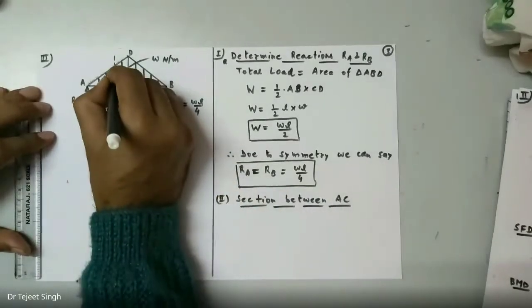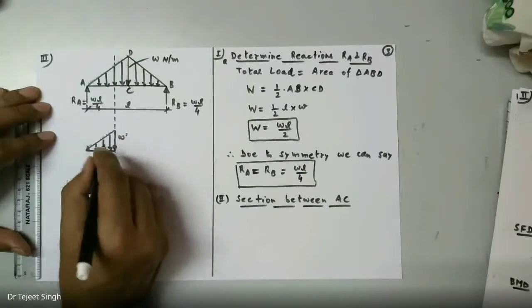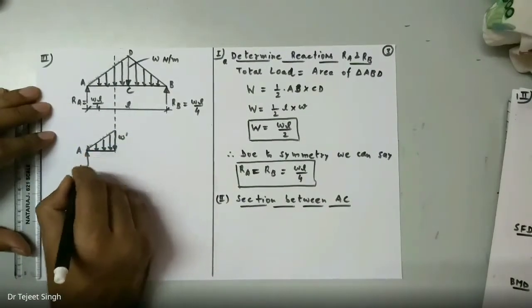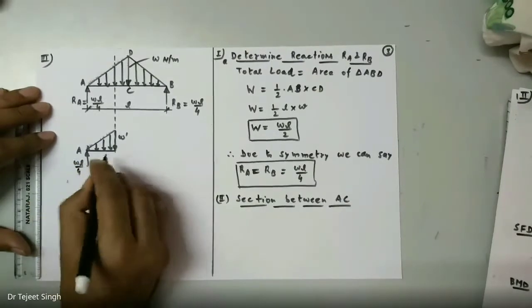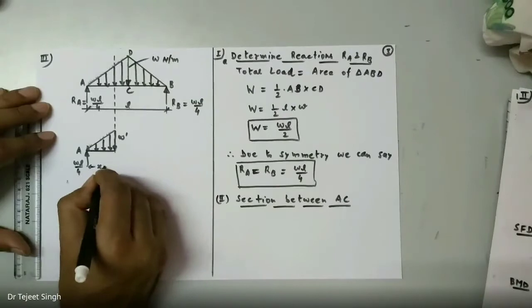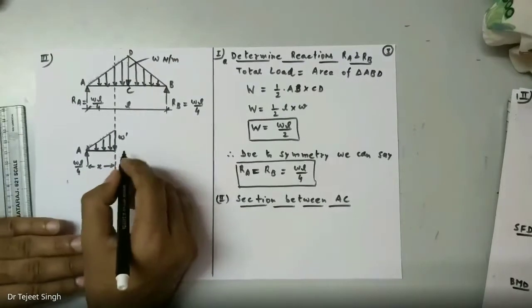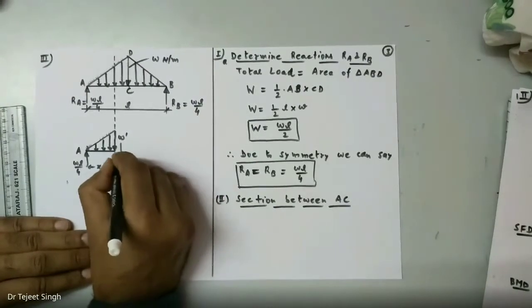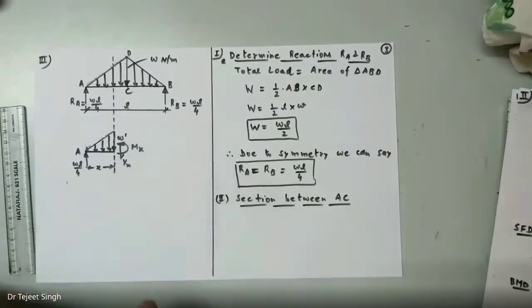सो लेट अस से ओवर हियर जहां पे मैंने सेक्शन पास किया है वहां पे लोड की वैल्यू है डब्ल्यू डैश है. राइट. तो दिस पॉइंट इज पॉइंट ए के ऊपर लग रहा है, लोड लग रहा है WL/4. Now this distance is distance x. And a cut section, at a cut section we have shear force Vx and a bending moment Mx जो मेरे को calculate करना है.